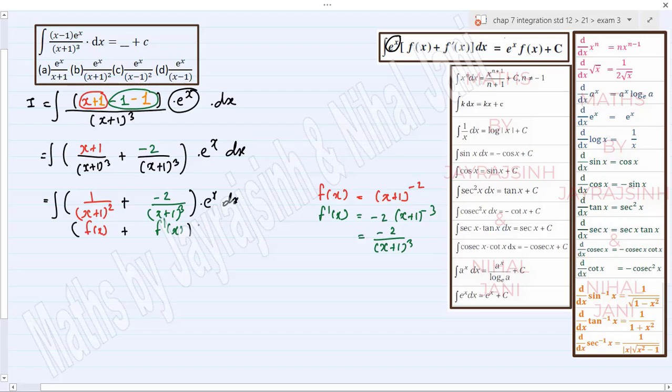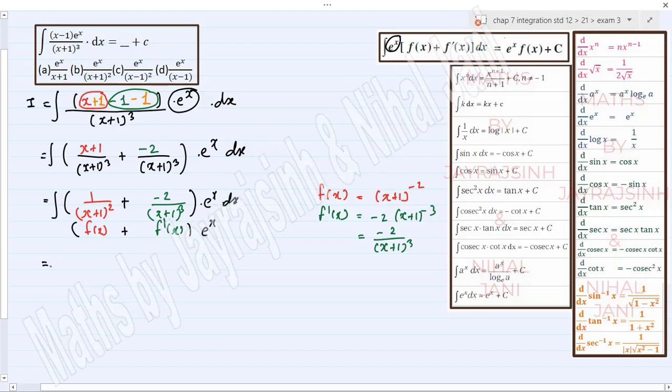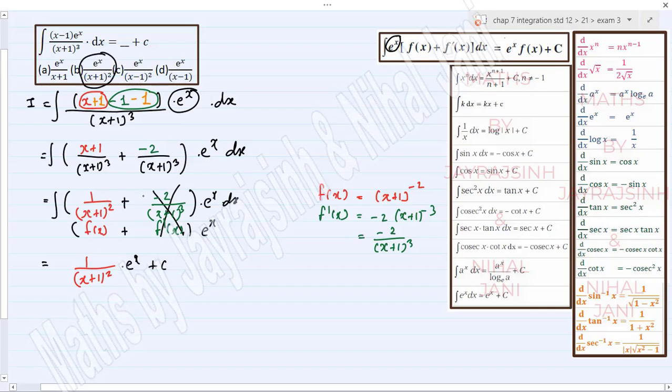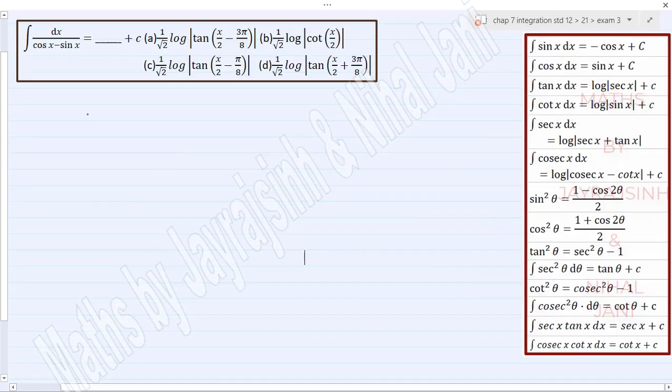So we get the f(x) plus f dash x form within the multiplication of e raised to x, and its integration is simply done by neglecting f dash x. So here we'll get 1 upon (x plus 1) the whole square into e raised to x plus c as your final answer, which is given in option B. Ta-da!